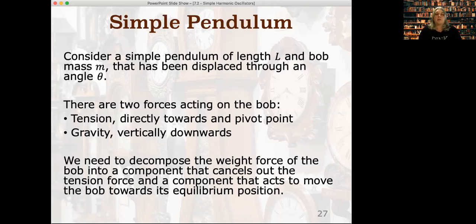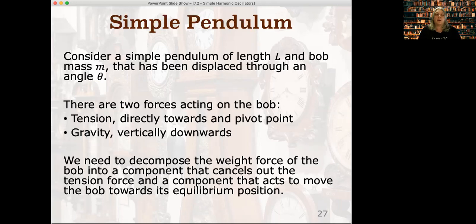If we have a pendulum of length L with a mass m on the end of it that's been displaced by an angle θ, we have 2 forces. Right? So we only had one in the spring mass system. We just had the spring force, the restoring force of the spring. Now with the pendulum, we've got 2 forces. We've got tension directly towards the pivot point, and we've got gravity vertically downwards.